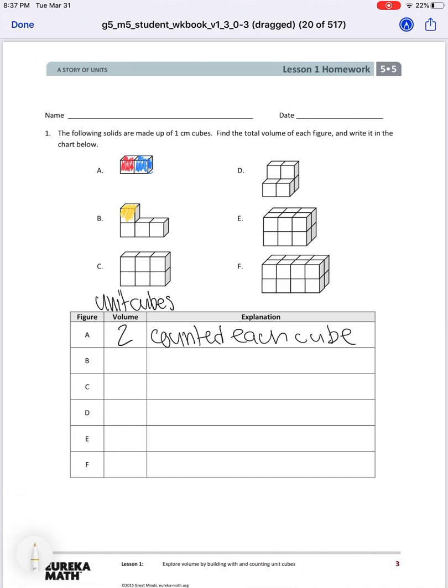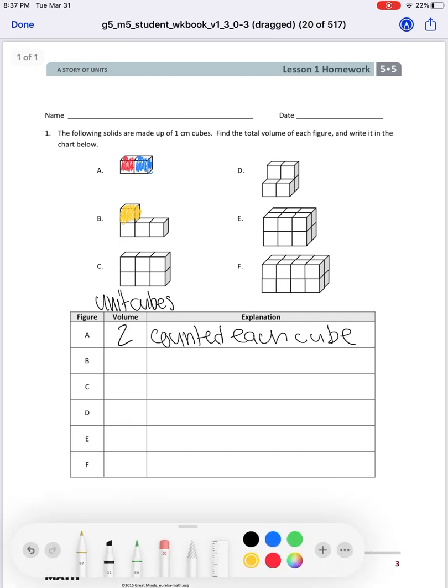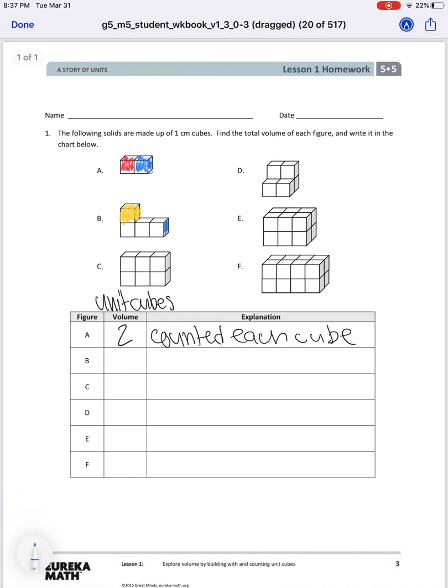So again, this top cube, we see the face of the cube, we see the top of the cube, and we see the right side of the cube. That is all one cubic unit, or one unit cube, because these are unit cubes. And then let's look at this one. So here is the right-hand side, here is the front, and here is the top of this cube. So far I'm at 2 cubes.